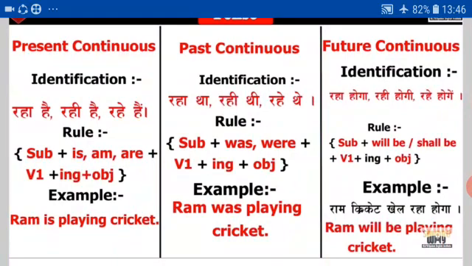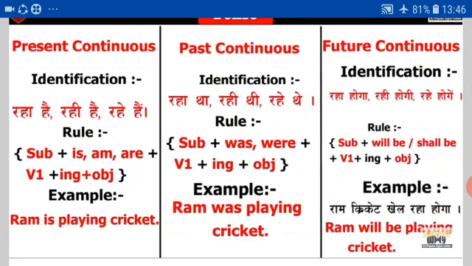Students, if we have a singular subject, then we will use is, and with I we have to use only am, and with a plural subject we will use only are. So here is an example: Ram is playing cricket. For negative we have to use not with is. So it will become Ram is not playing cricket. And when we are using an interrogative sentence, then we will use is, am or are in the beginning of the sentence.